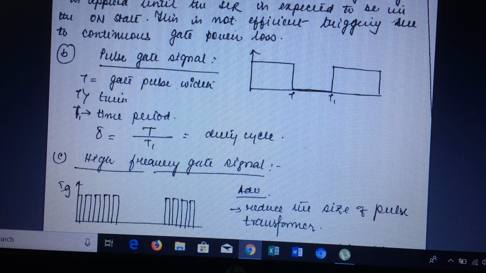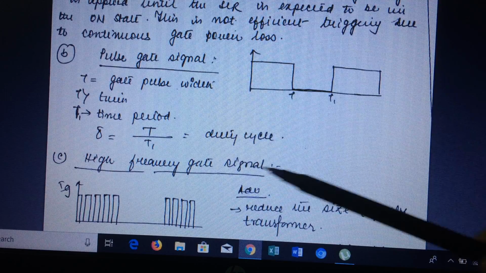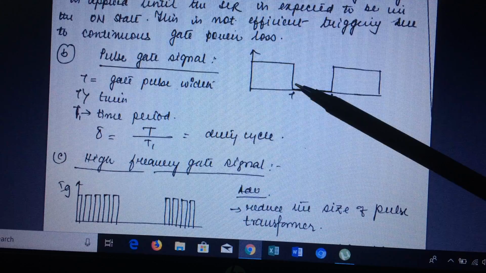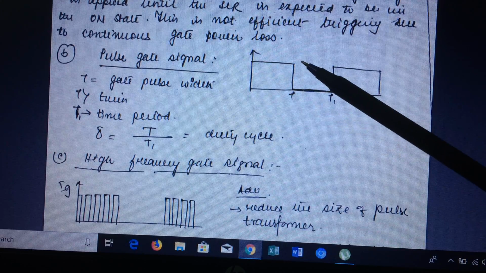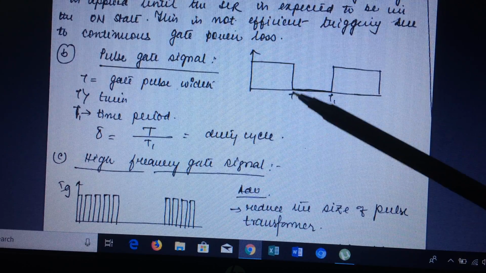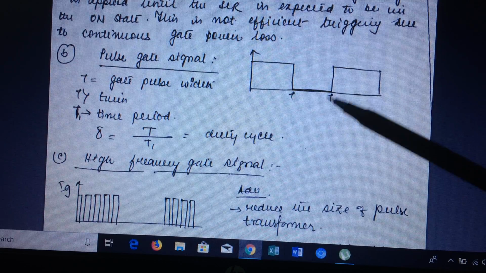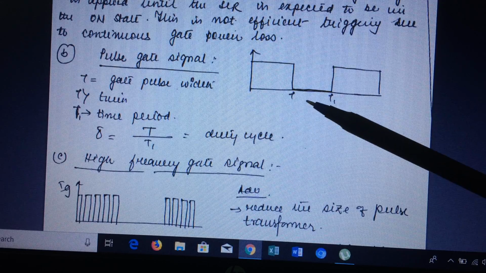Under the same gate triggering, our second method is the pulse gate signal. In pulse gate signal, we get pulses at various intervals. Suppose this is the application of pulses; this is 0, this is t. So the first positive pulse we are giving is from 0 to t. Then from t to t1 we are giving no pulse. Again from t1 we are giving a pulse. So this is called pulse gate signal.